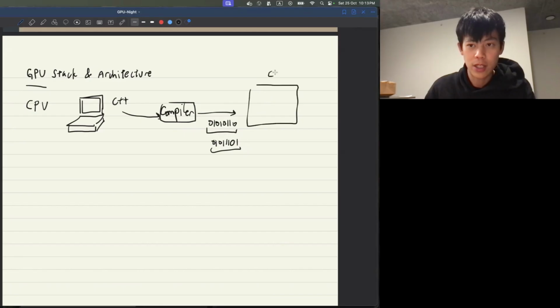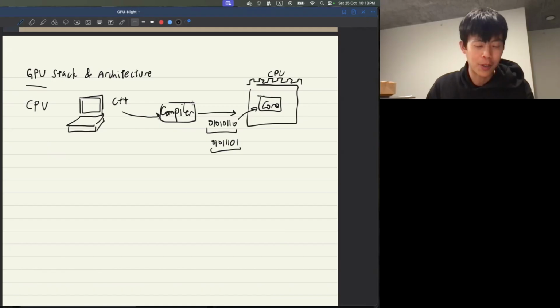A CPU is just some integrated circuit. I won't draw the full thing, but when people talk about the CPU, usually they are referring to the core. A CPU is a chip, so it has a lot of things. It has input-output interfaces, it has a memory controller, but most of the time people are talking about the core. The core is the component on the CPU that takes in these instructions and executes them.